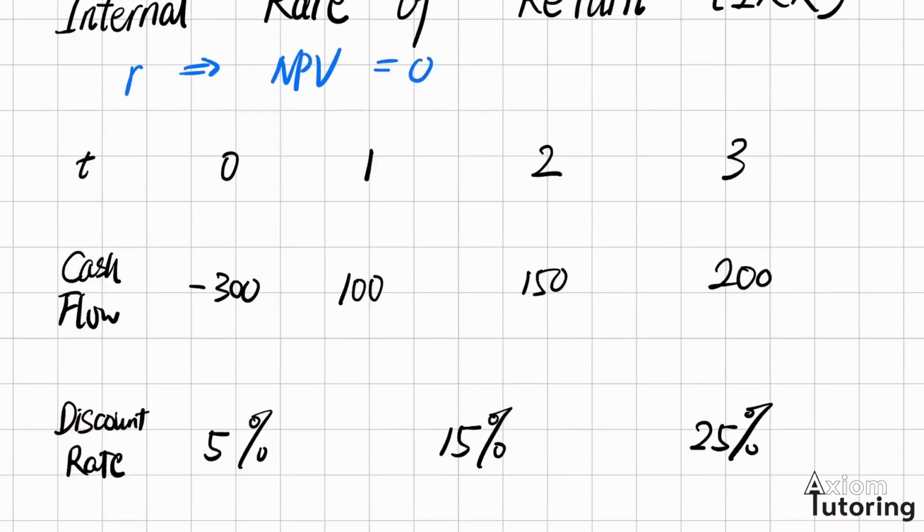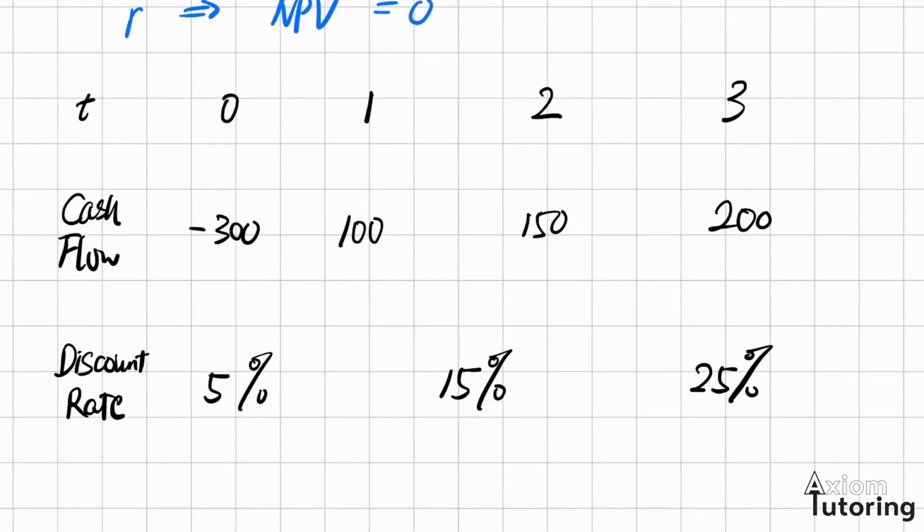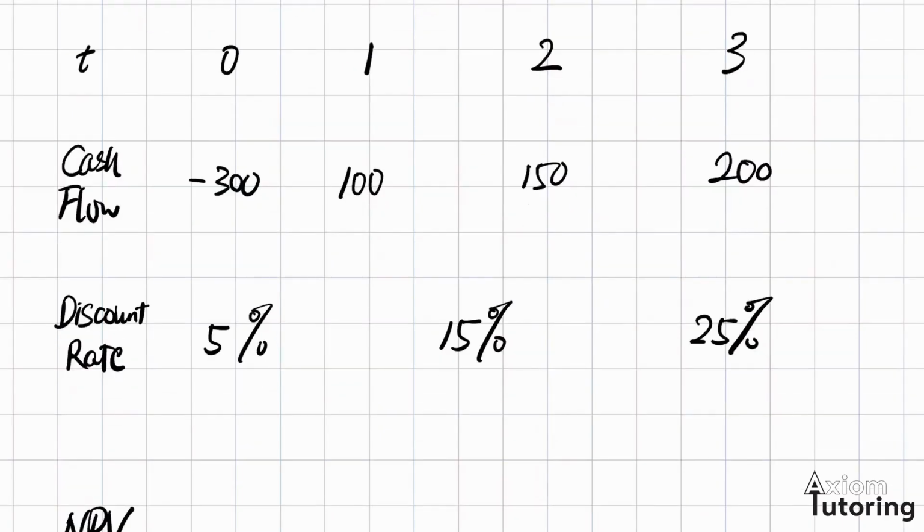Okay, let's take a look at an example here. So I have 3 years, starting from year 0, 1, and then 2 and 3. I have 4 cash flows, which is an initial investment at time 0, and then the project itself will provide me with 3 positive cash flows in the future. So let's test the NPV here using different discount rates.